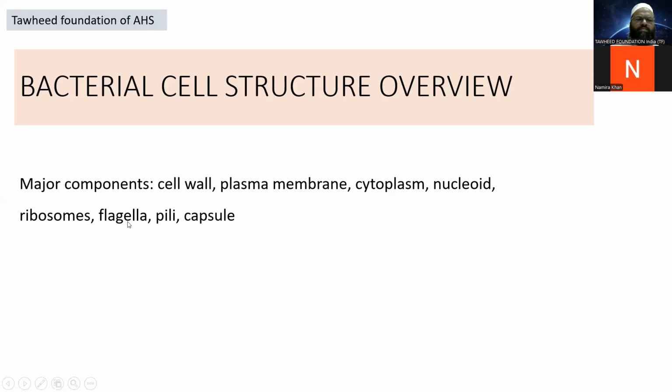Fifth, ribosomes. Ribosomes are smaller than eukaryotic ribosomes, termed 70S, and are responsible for protein synthesis. Flagella are long whip-like structures used for motility, that is movement, helping bacteria move toward favorable environments or away from harmful stimuli. Then villi and fimbriae, hair-like projections on the cell surface. Fimbriae assist in adhesion to surfaces and villi help in bacterial conjugation, that is DNA transfer between cells. Last is capsules, a protective outer coating outside the cell wall. It helps in adhesion to surfaces and evasion of the host immune system.